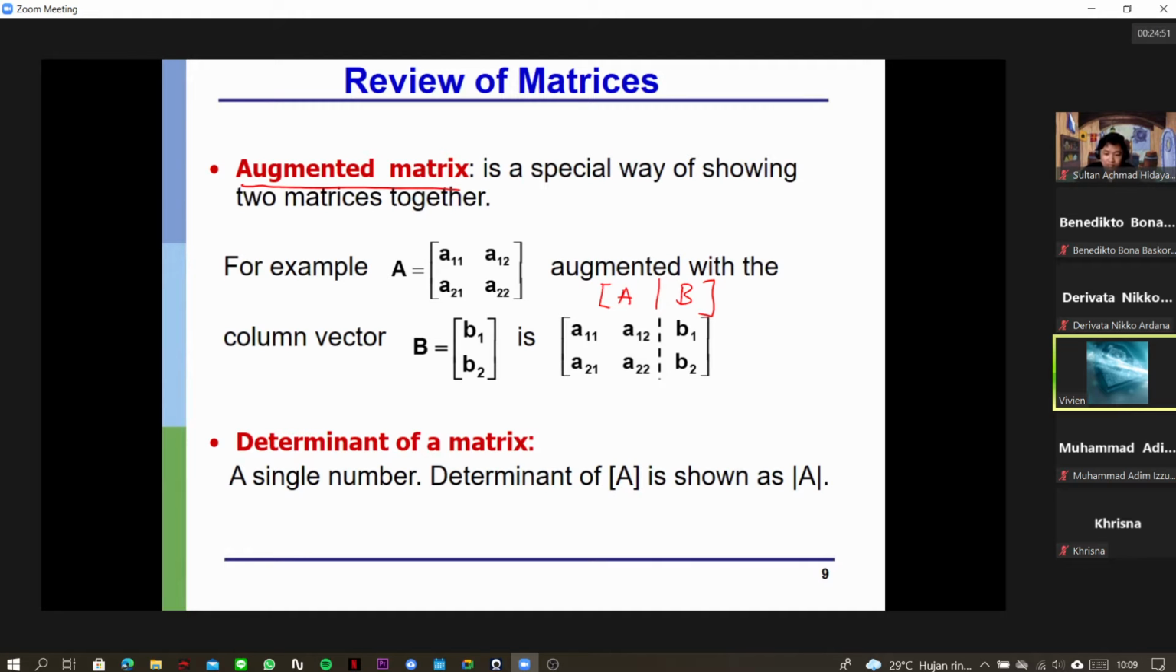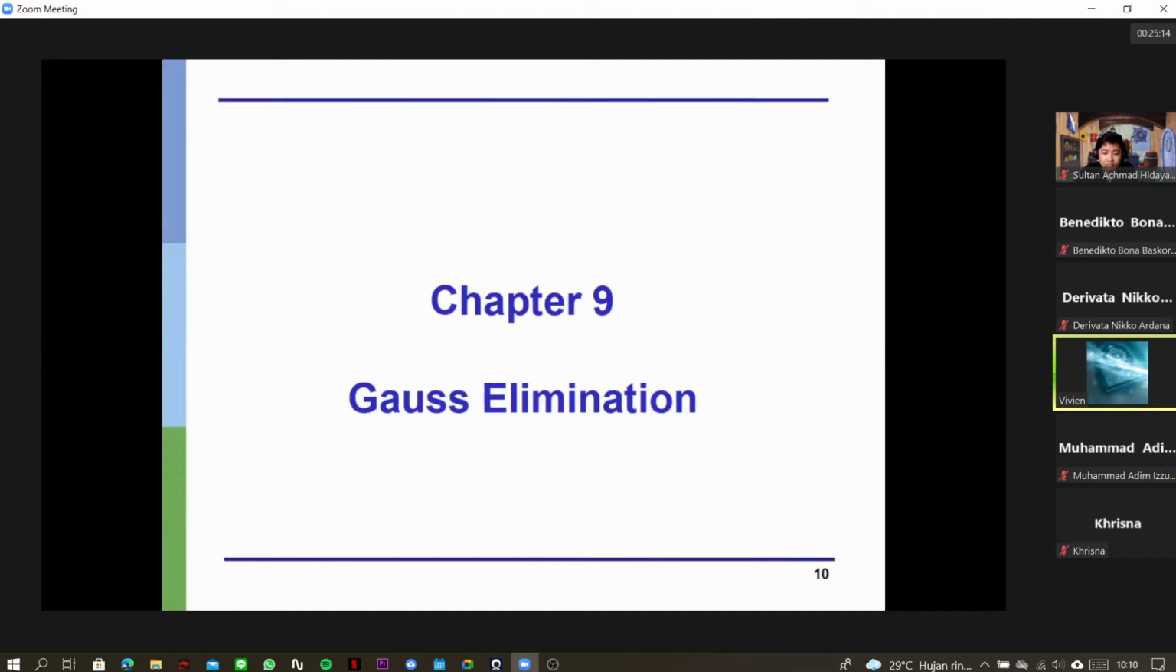And also we have the term determinant of a matrix, and you have learned about this before. The determinant is a single number, and we can write down the determinant of A with the absolute sign here. So this is the determinant of a matrix. Those are the terms that we are going to use, so that when we meet these terms, you are not confused.